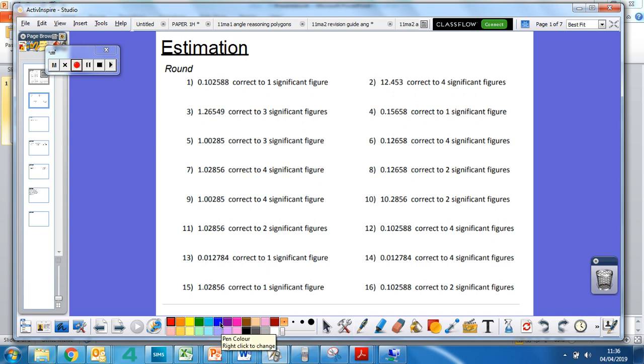So the first one here, one significant figure. You're looking for the first non-zero digit, which is here. It's that column that you're rounding to, the tenths. So you look at the next one, see if it rounds up or not. It doesn't. Our answer is 0.1.